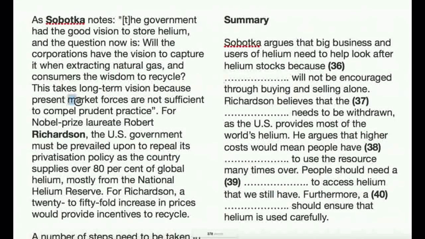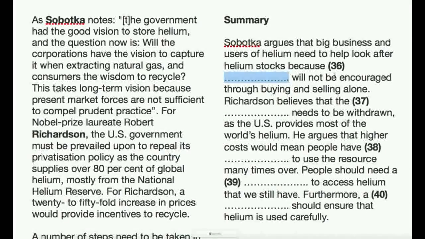So could it be market forces that are going in here? Well, market forces will not be encouraged through buying and selling alone. Well, that doesn't make sense, because buying and selling is a paraphrase of the market forces. So it has to be this second part here, prudent practice. So I'm thinking it's prudent practice will not be encouraged through buying and selling alone. So being careful will not be encouraged through buying and selling alone.